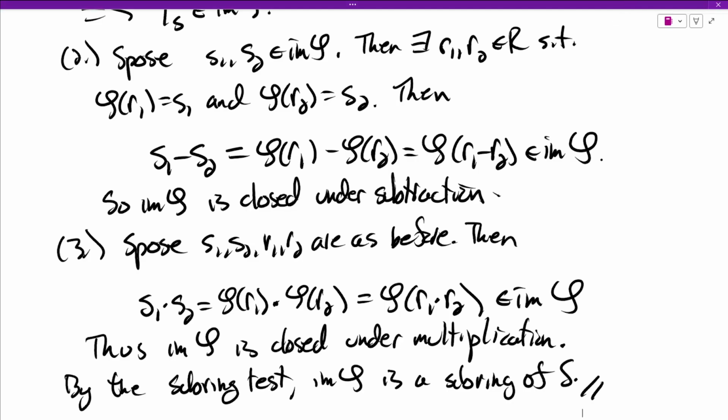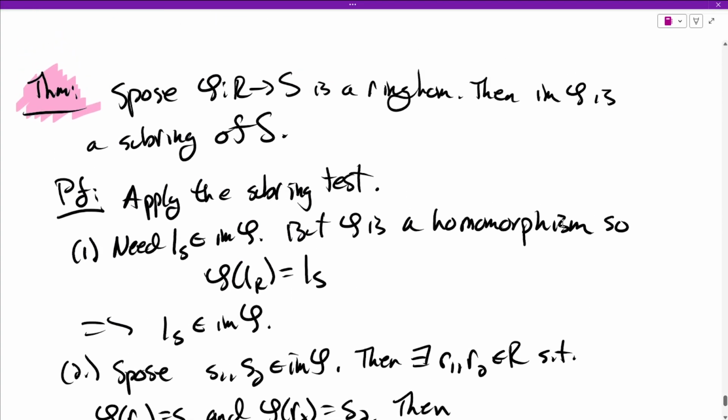Okay, so the kernel is an interesting subset of the domain that tells us information about whether or not we're a monomorphism. And the image gives us an interesting subset of the codomain. The image gives us a subring of the codomain. And it will always be a subring of the codomain.